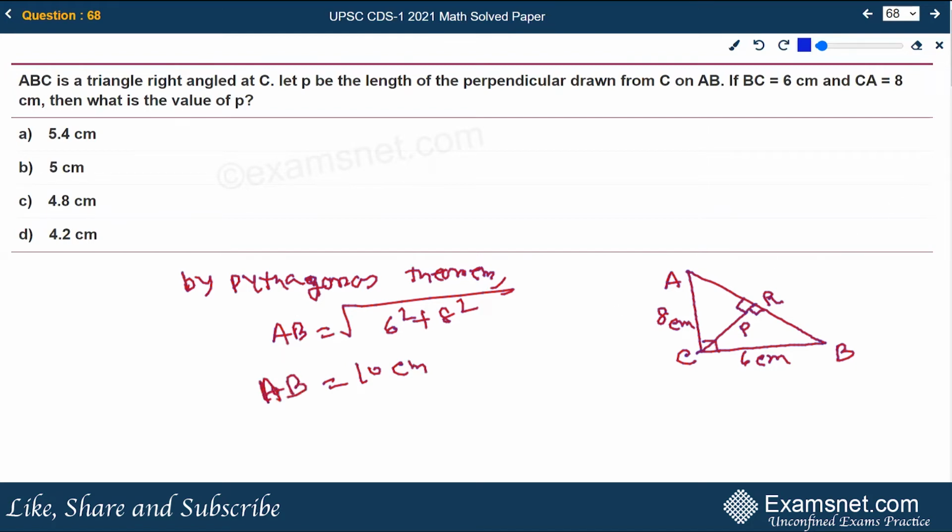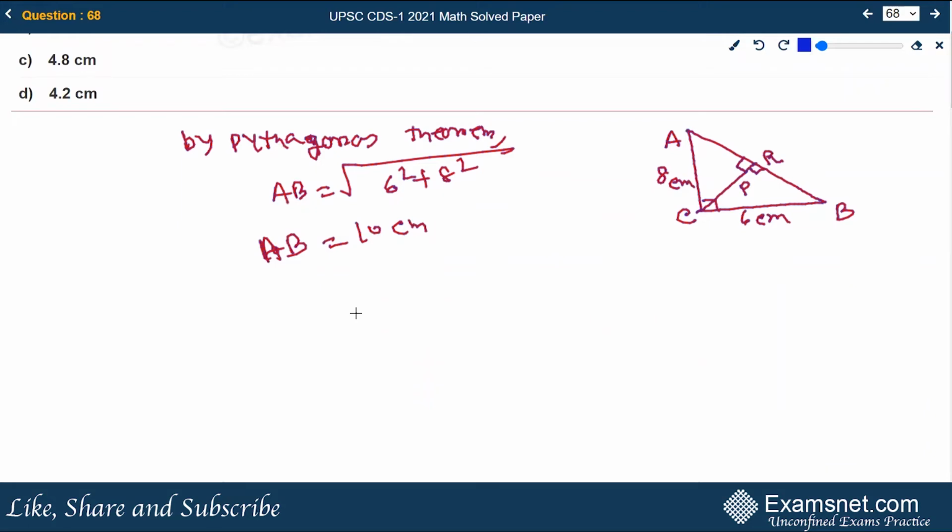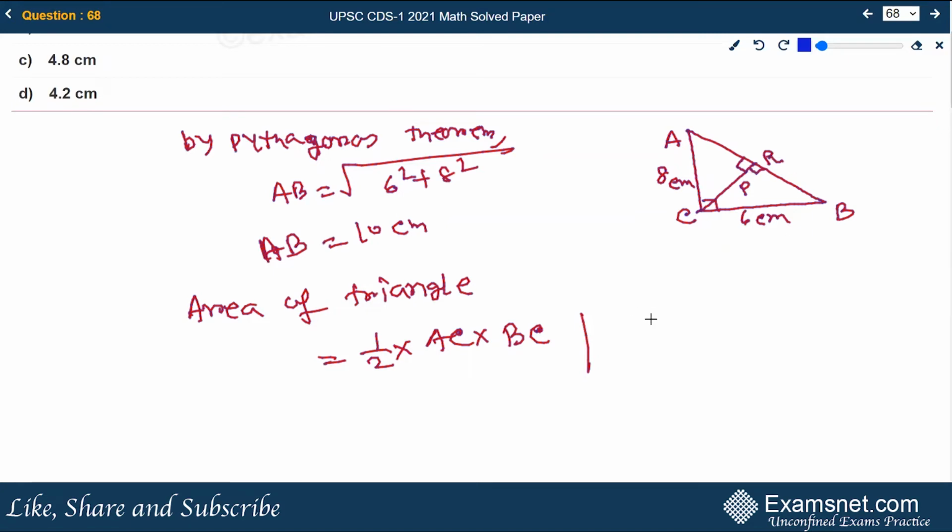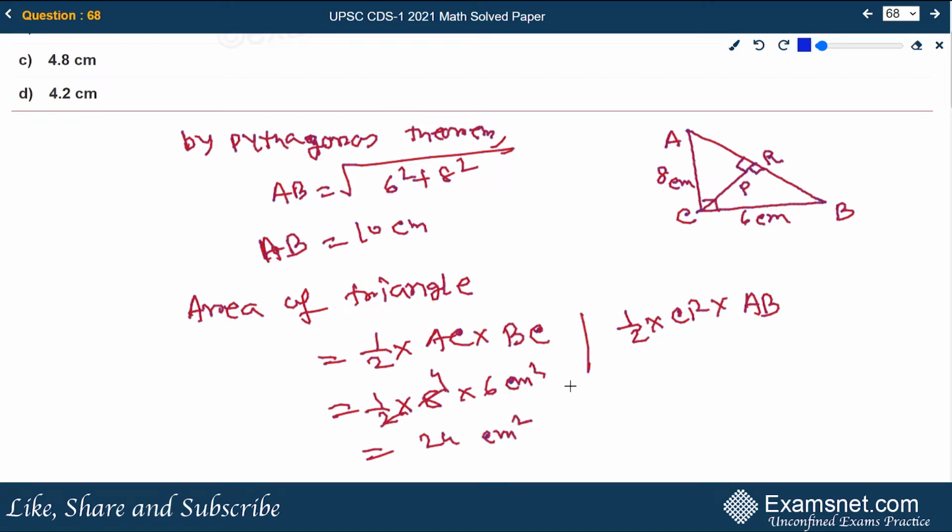Now here, how to find the area of the triangle? There are two ways. Either if I consider AC the height, then the area will be half into AC into base BC. Or if I consider this perpendicular CP as the height, then half into CP, and the base will be AB. So half into 8 into 6, that is 24 centimeter square. Also, here half into P into 10 centimeter square, that is 5P centimeter square.